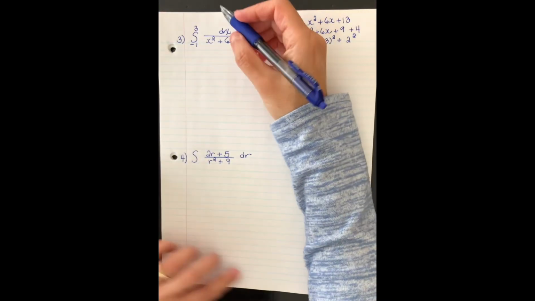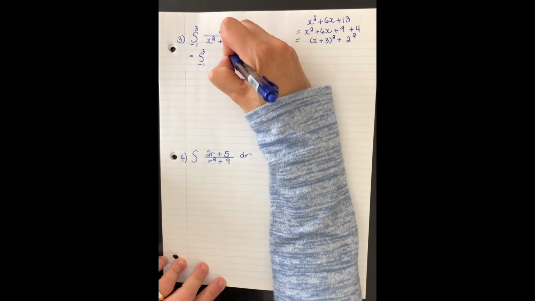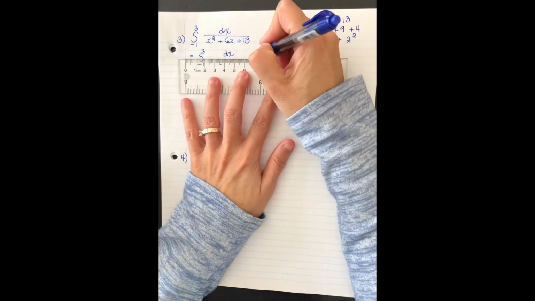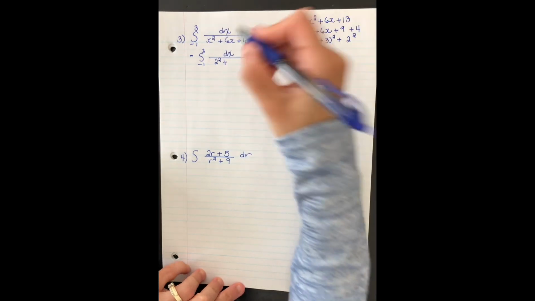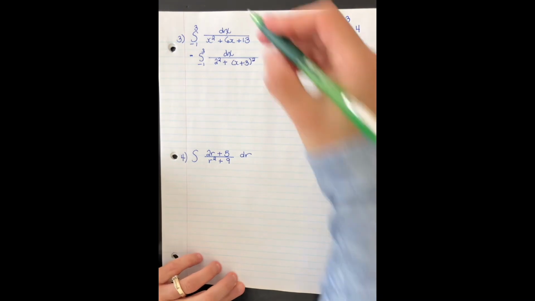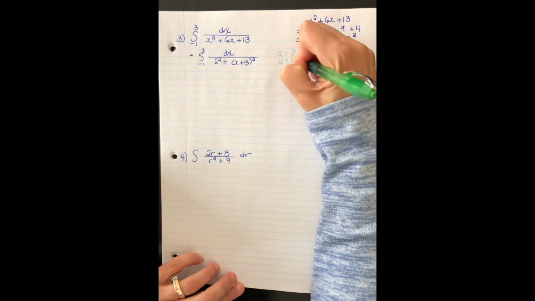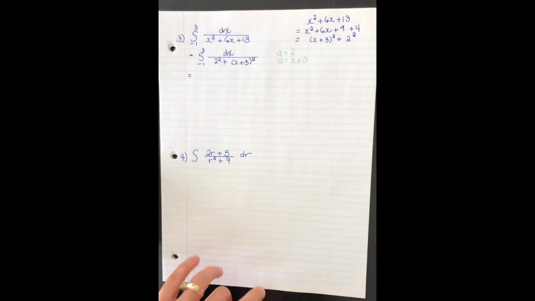Okay, so now I'm going to come over here and rewrite this. And remember, the formula goes a squared plus u squared, which means constant first. So I'm going to write 2 squared plus x plus 3 all squared. And I'm going to make note, a is 2, u is x plus 3. Now, the derivative of x plus 3 is 1, so there will be no factor out front, which means we can go right away to the formula.